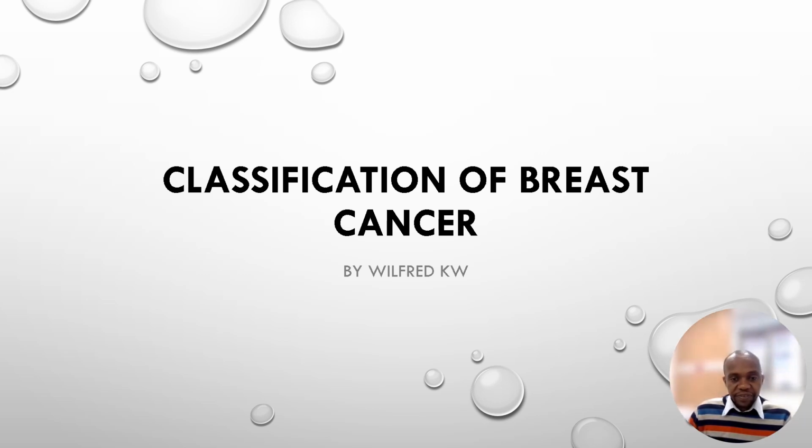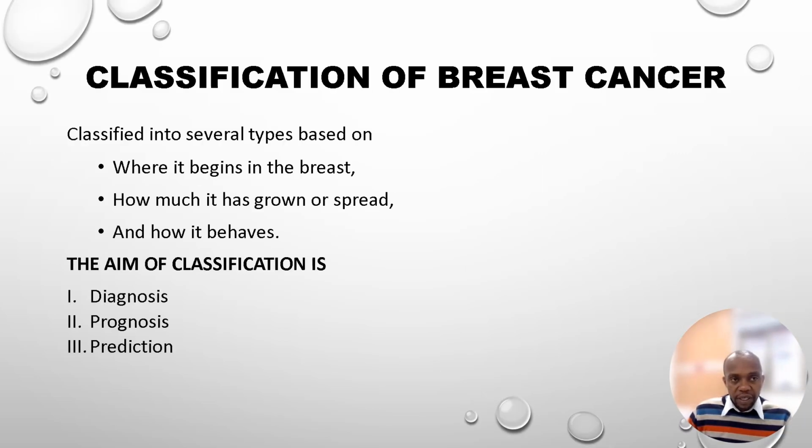Classification of breast cancer. Breast cancer is classified into several types based on where it begins in the breast, how much it has grown or spread, and how it behaves. The aim of classification is: 1. Diagnosis, 2. Prognosis, 3. Prediction.